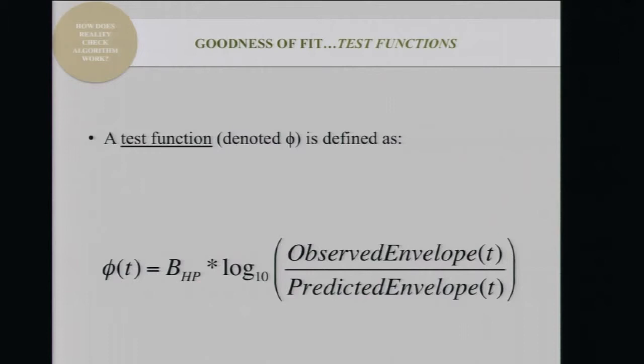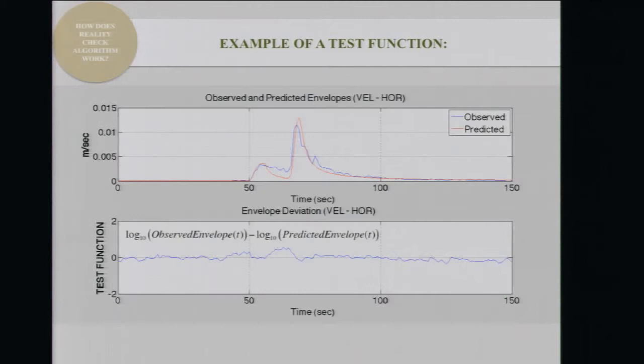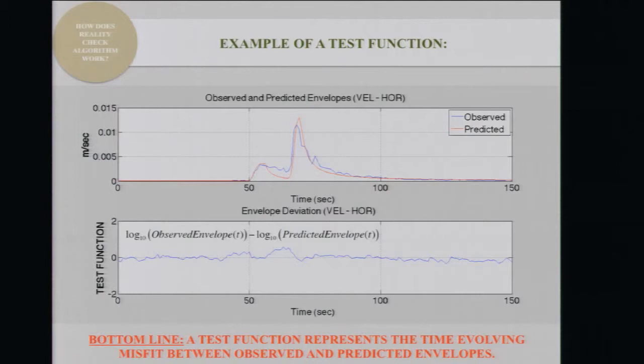When we have observed data and predicted data, we can talk about a fit or misfit between them. We calculate the fit between observed and predicted envelopes with something we call a test function. It is basically defined as the deviation between observed and predicted envelopes. We take the logarithm of it, and because of some misfit, we run it through a recursive Butterworth high pass filter. Let's look at an example. Here are the observed and predicted envelopes from the previous step, and on the bottom, or the second row, we see the test function computed for these envelopes. So this shows us a test function is actually a time evolving misfit calculation between the observed and the predicted data.